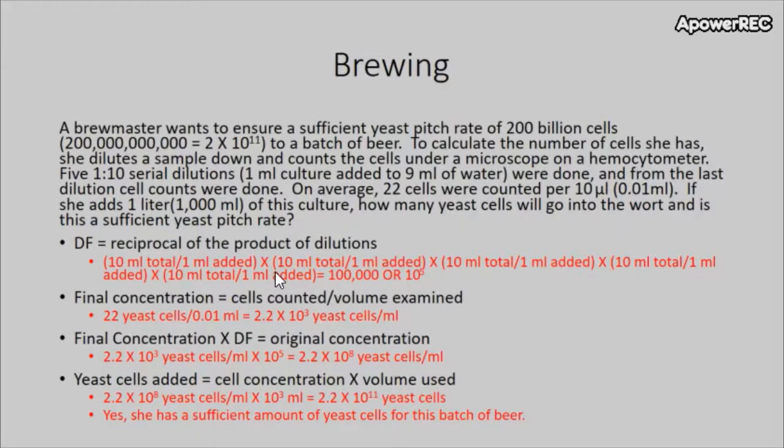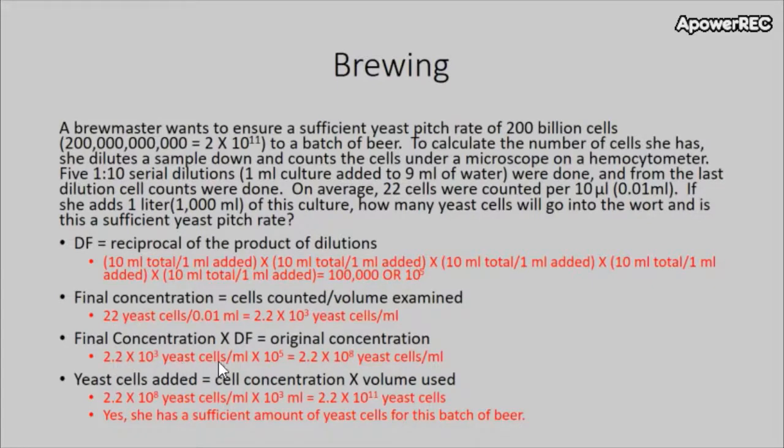Next step, let's find the final concentration of our cells. We counted 22 yeast cells, and we examined 10 microliters, or 0.01 milliliters. That gives us a nice answer, 2.2 times 10 to the third. And let's multiply the two together.